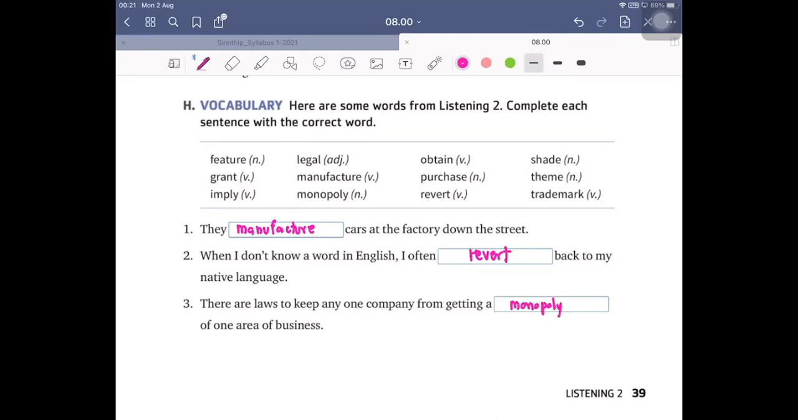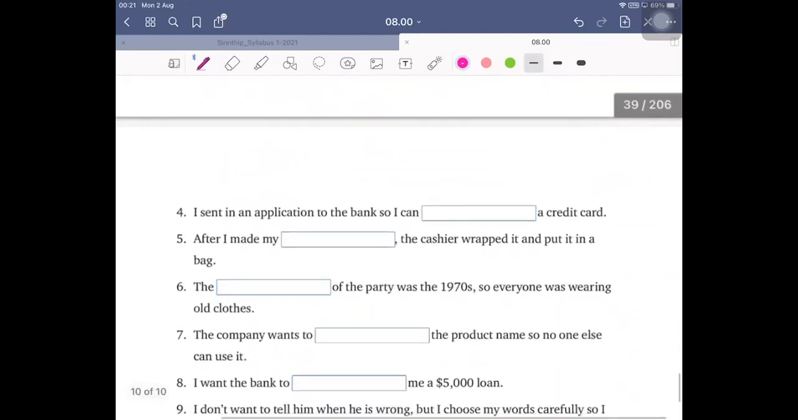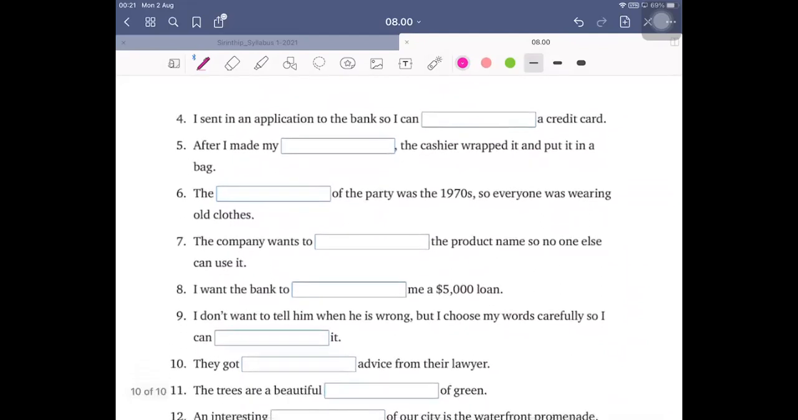Okay, next, there are laws to keep any one company from getting a monopoly of one area of business. Of course, as I said, monopoly is a group of people, or the control that you have over a product, or in this case, one area of business. So you're the only one who has the control over this product, can buy, can sell, anything. Great. Next, page 40. I send in an application to the bank so I can obtain a credit card. That's it. So I can get a credit card. You want a credit card, so you send an application to the bank.